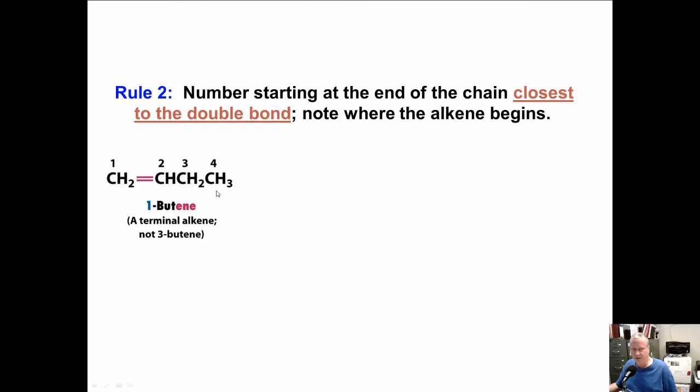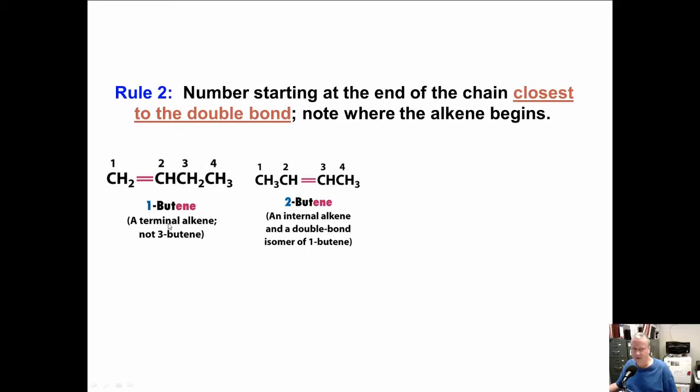Okay, what about this? Well, this one's pretty easy because if you number from left to right or right to left, it's the same thing. It's 2-butene. And this is called an internal alkene. So we have terminal alkenes in the end, internal alkenes kind of in the middle.